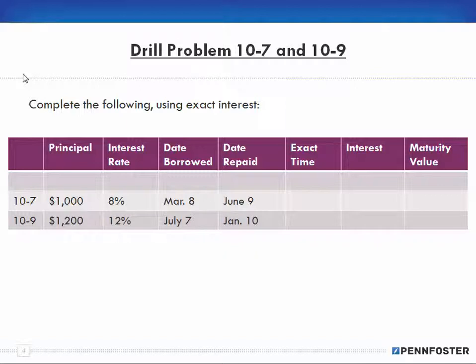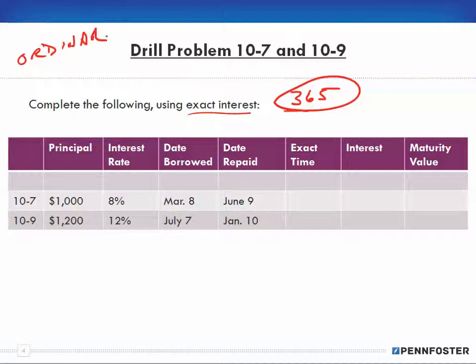Now 10-5 had said to use the ordinary interest. Well, 10-7 and 10-9 is talking about exact interest. And remember, the exact interest is 365 days in a year versus ordinary, which was 360 days in a year. But notice that's per year, okay? And this 365 days was per year.